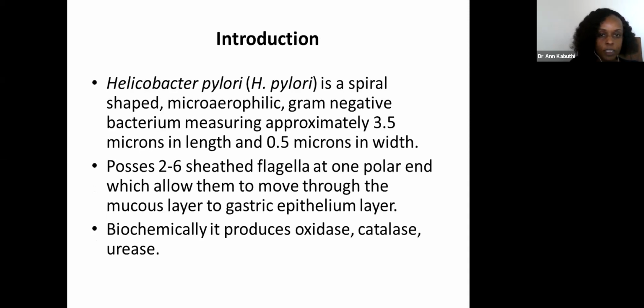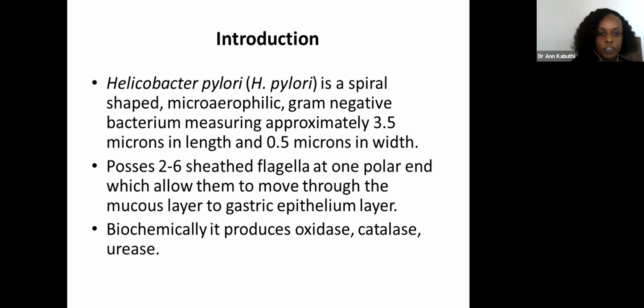So as part of the introduction, H. pylori is a spiral-shaped microaerophilic bacteria. And when I say microaerophilic, I mean that this bacteria requires oxygen to thrive, but at lower concentrations than that in the environment. In the environment, we have about 21% oxygen. This bacteria requires about 2 to 10% oxygen concentration to grow. It's also gram negative, and it measures approximately 3.5 microns in length and 0.5 microns in width.